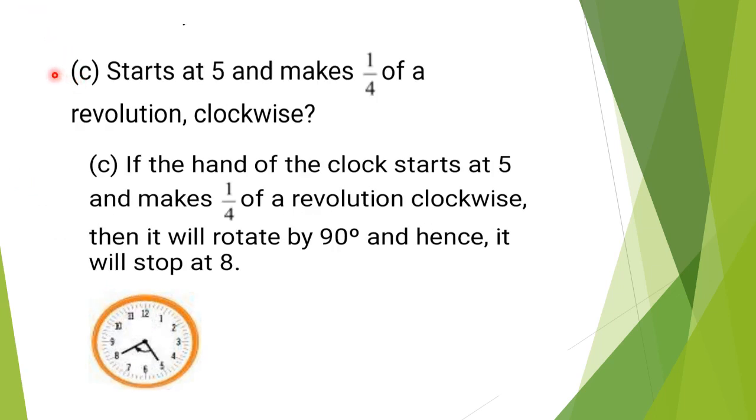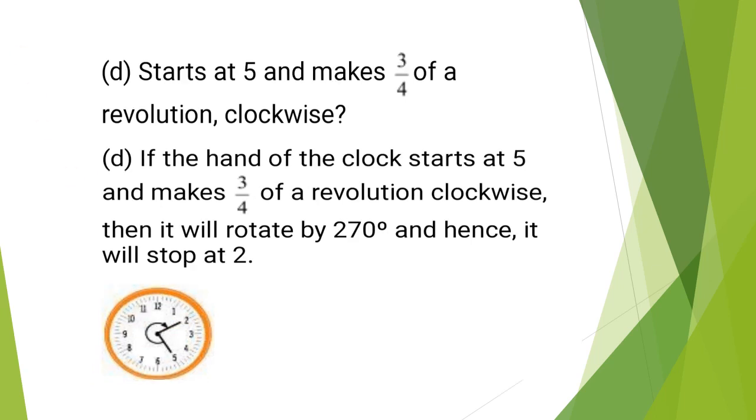Question C: starts at 5 and makes 1 upon 4 of a revolution clockwise. So 1 upon 4 of a revolution means 1 upon 4 multiplied by 360 degrees, that is 90 degrees. 1 revolution is equal to 60 minutes. So 1 upon 4 revolution is equal to 1 upon 4 multiplied by 60, that is 15 minutes. So if the hand of the clock starts at 5 and makes 1 upon 4 of a revolution clockwise, it will rotate by 90 degrees, that is 15 minutes, and hence it will stop at 8.